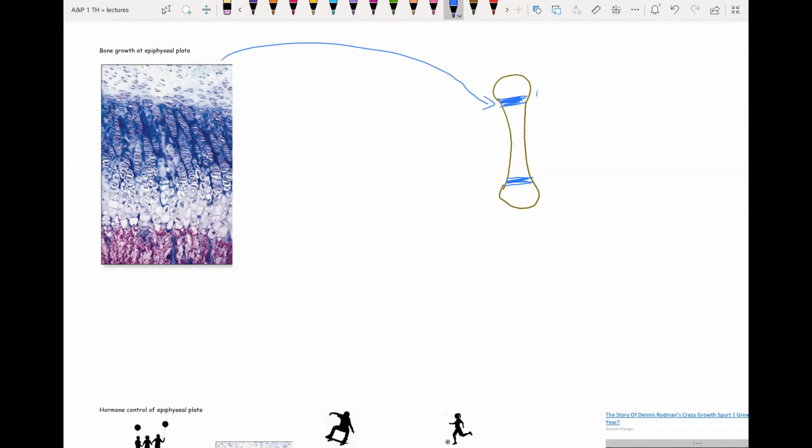And the epiphyseal plate is hyaline cartilage. And this is only in children. Adults don't have an epiphyseal plate. And the way it works is the cartilage grows outward. So the cartilage on the top is going to grow this way. The one on the bottom is going to grow this way. The cartilage grows outwards. And as it does, the bottom part gets converted to bone.